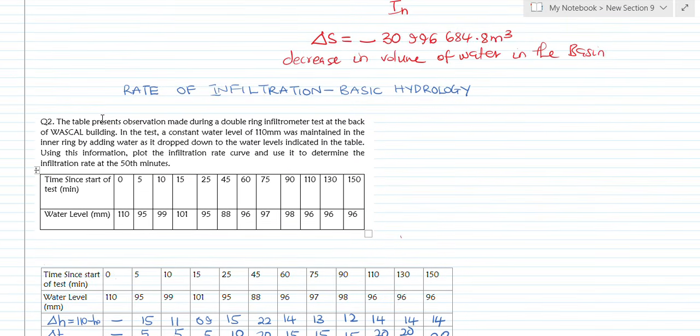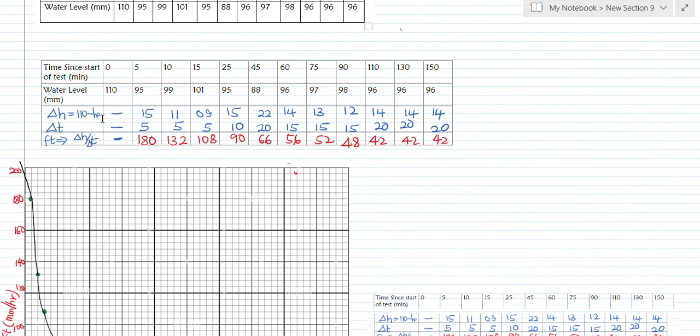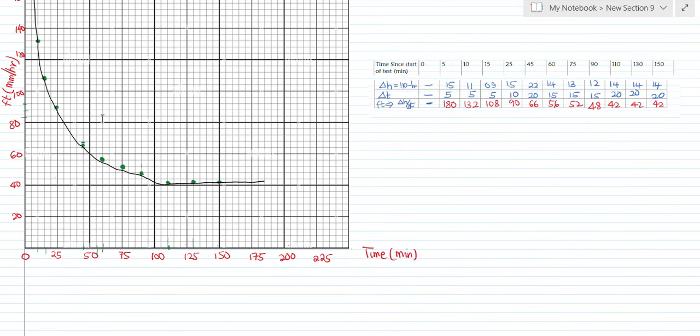The question states: plot the infiltration curve and use it to determine the infiltration rate at the 50th minute. So we have to look for the 50th minute. Trace it. This is the 50th minute. Let me change the color. Trace it to touch the curve and trace it back. So the answer is 60 millimeters per hour. That's the infiltration rate.